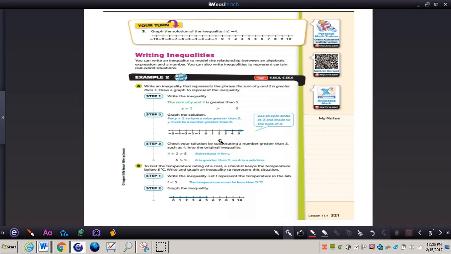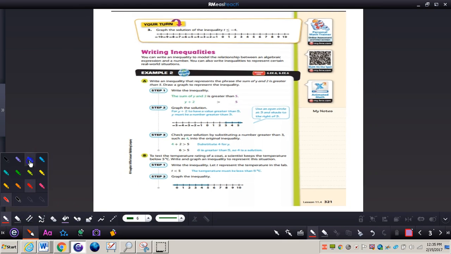Let's take a look at number 3 on page 321. We'll do this together. It says graph the solution of the inequality. We have t is less than or equal to negative 4. So what we need to do first of all is figure out, we're going to start at negative 4, and we need to figure out if that circle will be closed or open. Now, since there is a line underneath that less than, that means less than or equal to. So because of that, we're going to have a closed circle at negative 4, showing that negative 4 is also a solution. And then we will graph to the left of that negative 4.